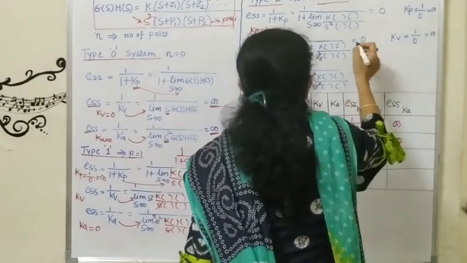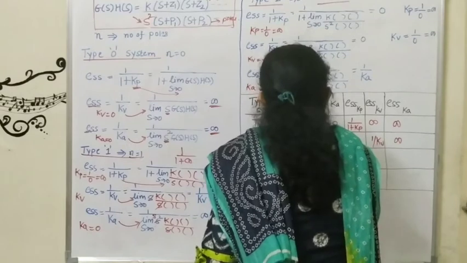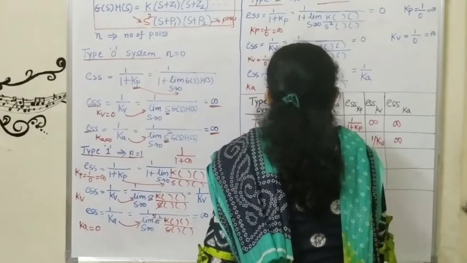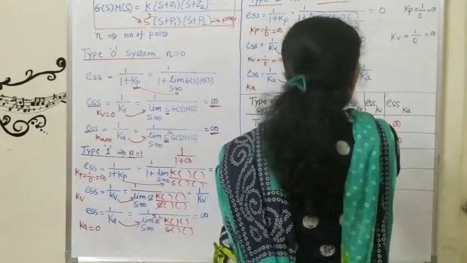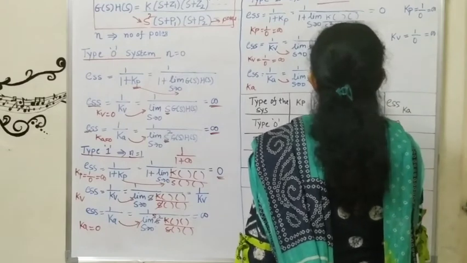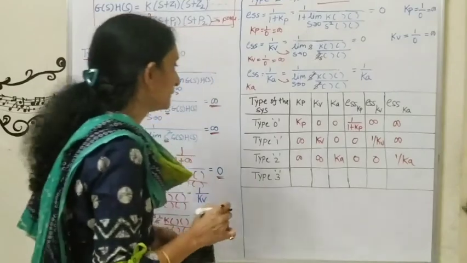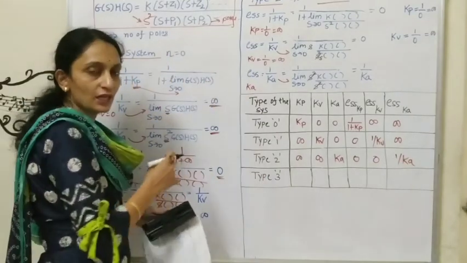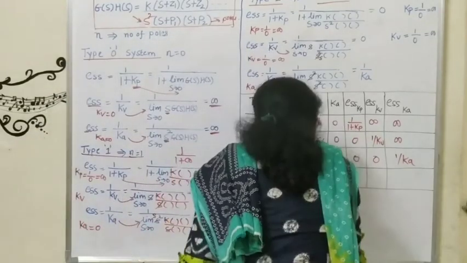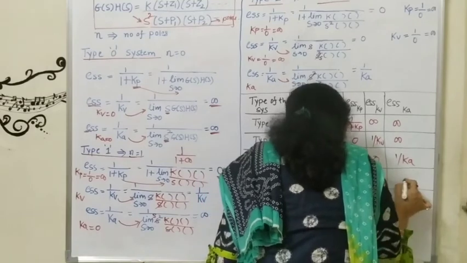So what I am getting here, look at this, kp is infinity, you can cross check, kv is also infinity, but I am getting some constant value of k. So ess because of kp is actually 0, then again because of kv is 0, and because of this it is actually 1 by ka. Next, you can calculate for type 3. I have not shown it here, but you can calculate and cross check. So type 3 answers I am writing here: infinity, infinity, infinity, 0, 0, 0.